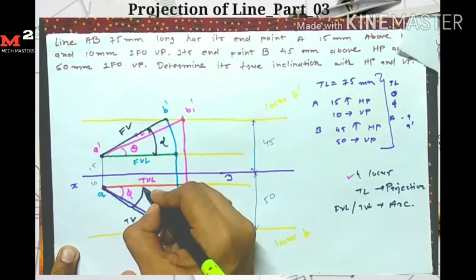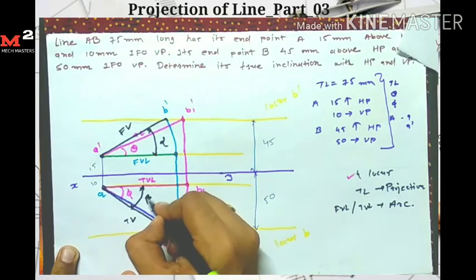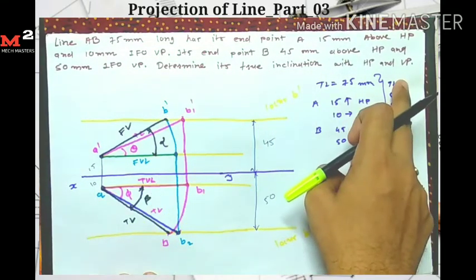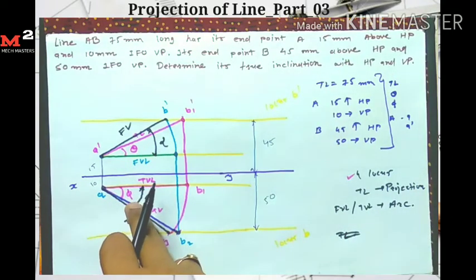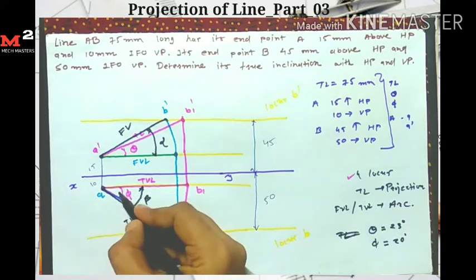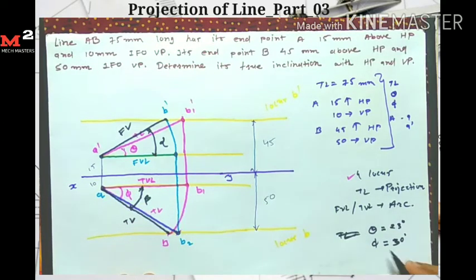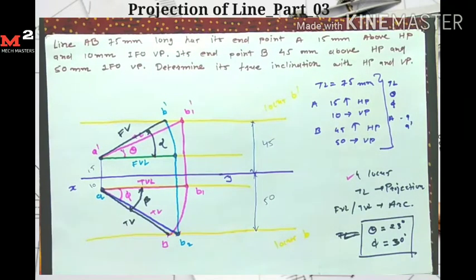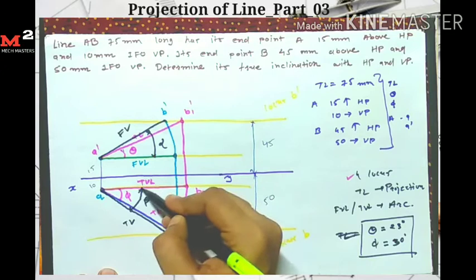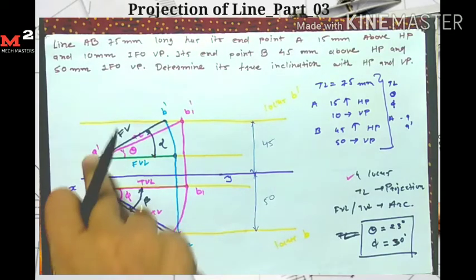Similarly here, the angle made by the top view is called the apparent angle beta. In the question it is given that I determine the true inclination with HP and VP, so we are required to find theta and phi. If we measure, theta is equal to 23 degrees, and phi is equal to 30 degrees. So this is the answer to our question. The data you get from this problem is the apparent angle alpha and apparent angle beta, top view length and front view length.